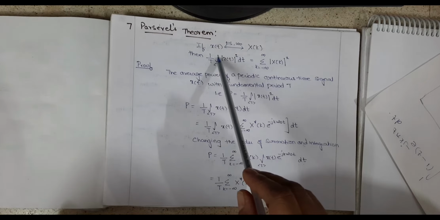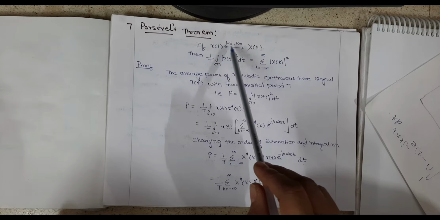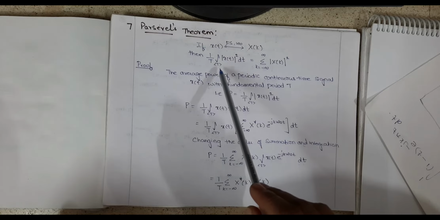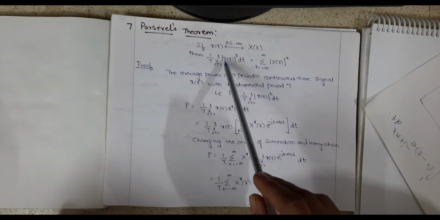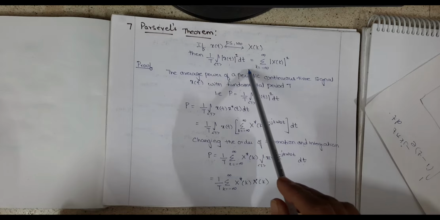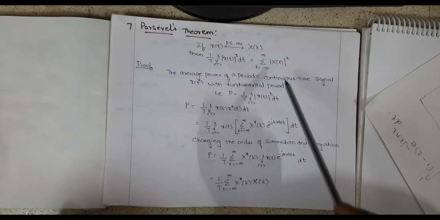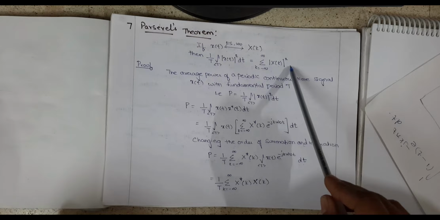If x of t has a Fourier series representation with angular frequency omega naught and coefficients x of k, then 1 by T integration of mod of x of t whole square dt is equal to the sum from k equal to minus infinity to plus infinity of mod x of k whole square. We have to prove this.